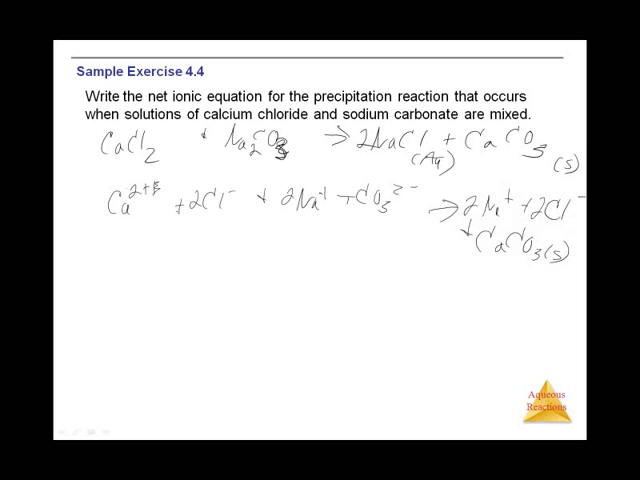Alright, I'm going to eliminate my spectators. Sodium and chloride. I'm going to end up with Ca2+ plus carbonate 2- gives me calcium carbonate solid.